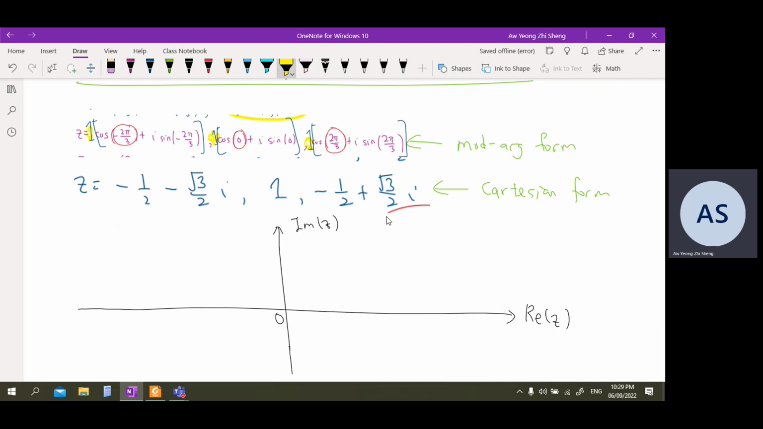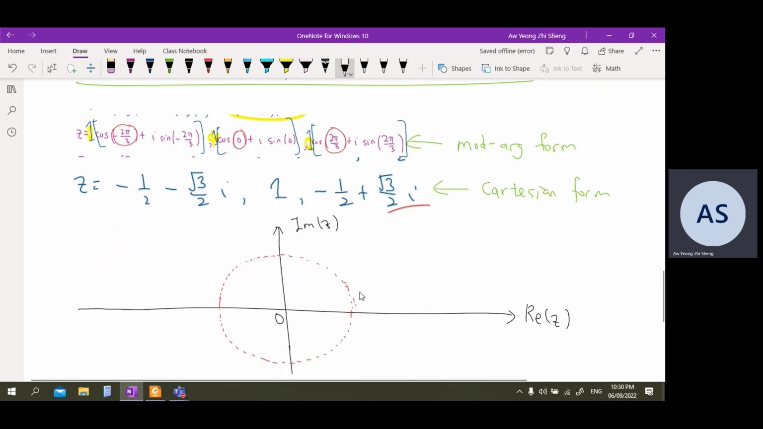What is the meaning of r equals to 1? It means the distance from origin to the point representation is exactly 1 unit. And we know if we draw a unit circle centered at the origin, any point along the circumference will be at a distance of 1 unit away from the origin. So let me just draw a circle here.